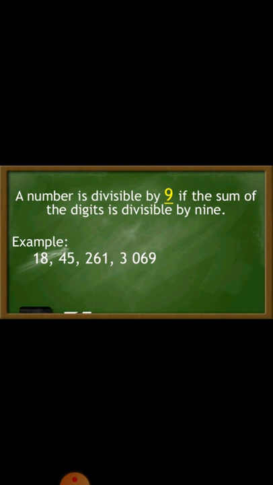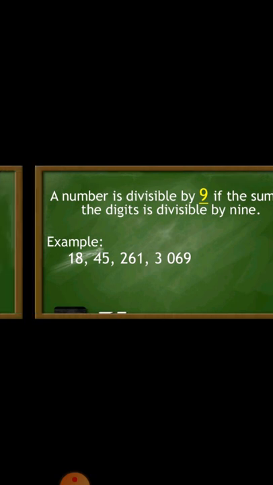Next we have the number 3069. First of all, we add 3 plus 0 plus 6 plus 9. 3 plus 6 plus 9 is equal to 18. 18 is also divisible by 9. So we can say that 3069 is also divisible by 9.